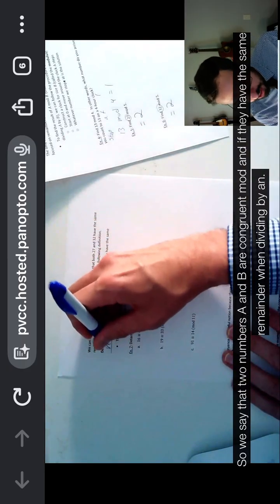Again, we're just scraping the surface with the idea. There is so much more that we can say about congruence, but we're just going to introduce some basic ideas that are relevant for understanding how the operation gets used in computing. So we say that two numbers a and b are congruent mod n if they have the same remainder when dividing by n.